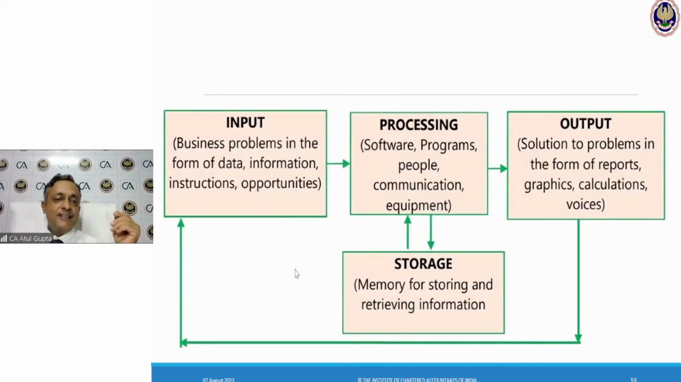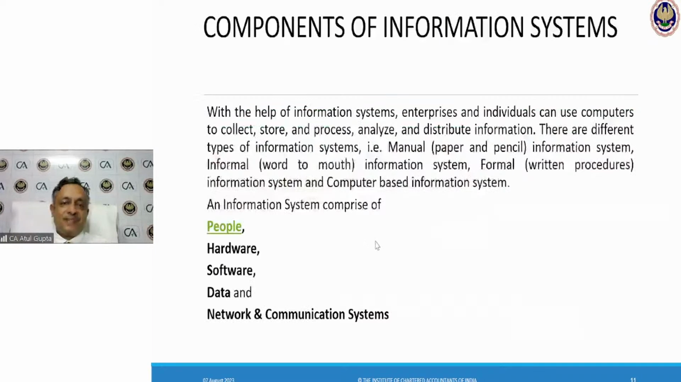So this is how it looks. Input: business problem in the form of data, information, instruction, opportunity. If we are talking about this class itself, input is you, me, the lecture. Process: software, program, people, communication, equipment. Process is the way we understand. Output is the solution to the problem in the form of report, graphic, calculation, voices. In our example, output is the result. Storage is the way you recall all we are talking about. So that is, you can say, the characters or contents of an information system.